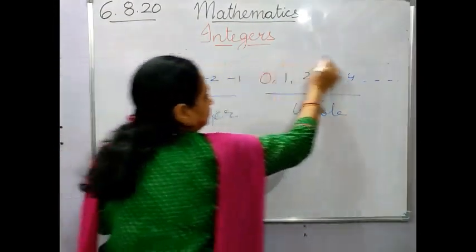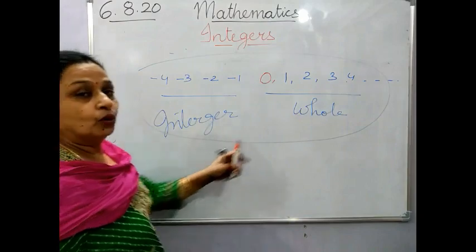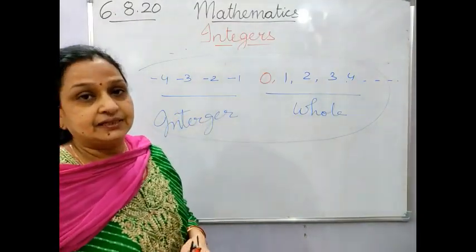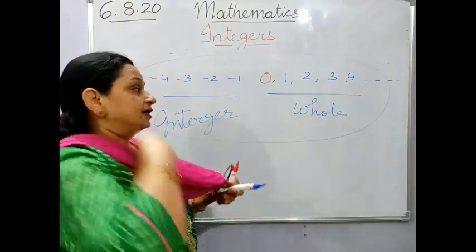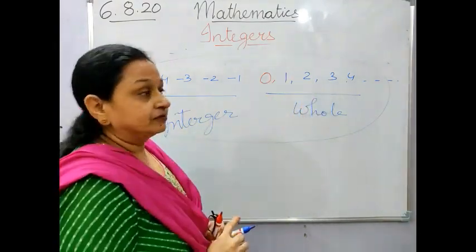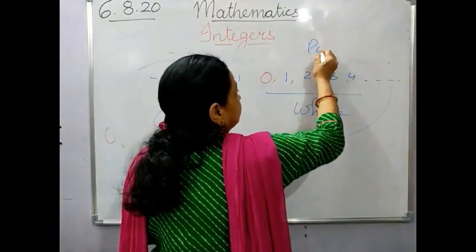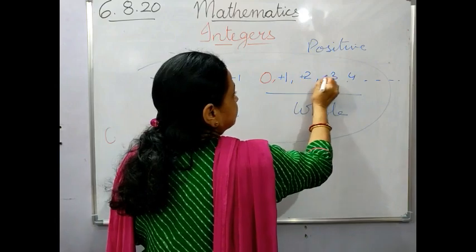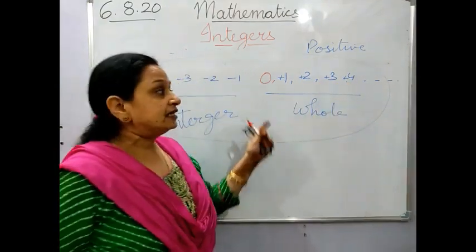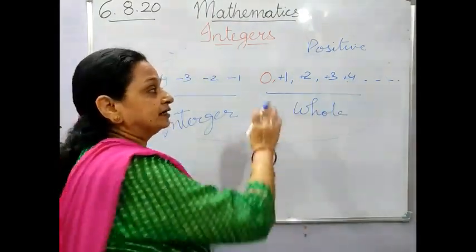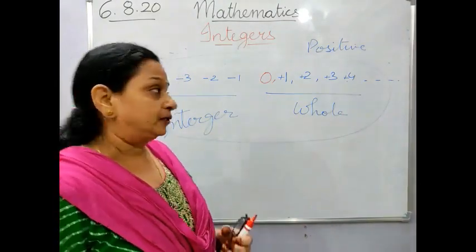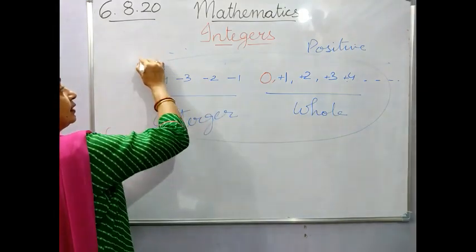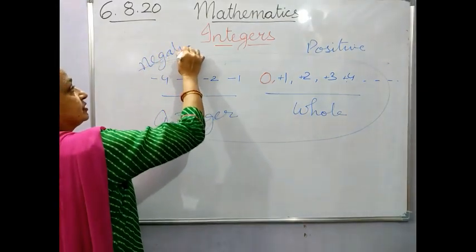This whole collection of the whole numbers and the negative numbers is called the integers. This we have already done. Now the numbers which are on the right side of this are called the positive integers, and they have this plus sign. Even if you don't write this plus sign, it means that they have the positive value. The numbers on the left of the 0 have the negative sign and are called the negative integers.